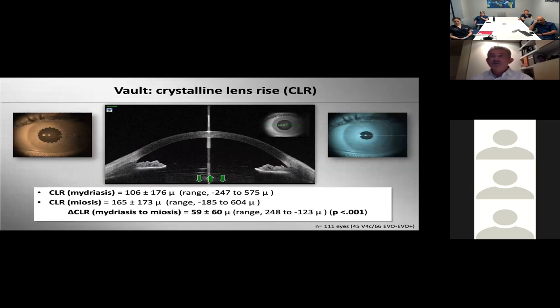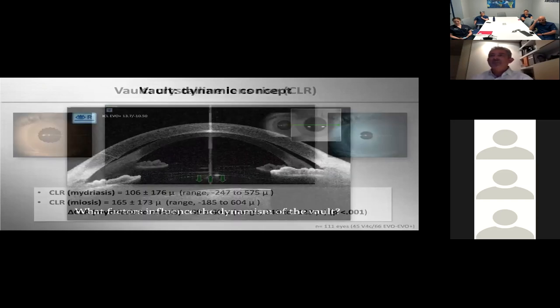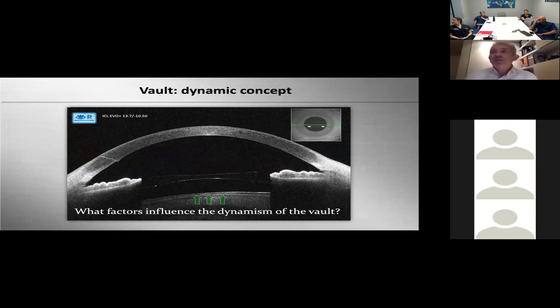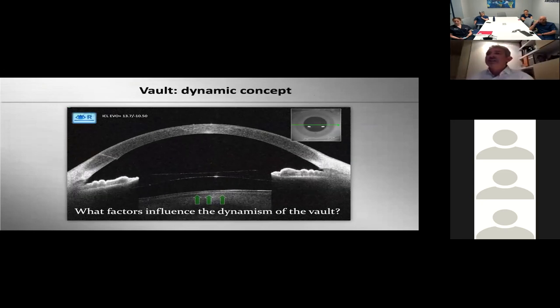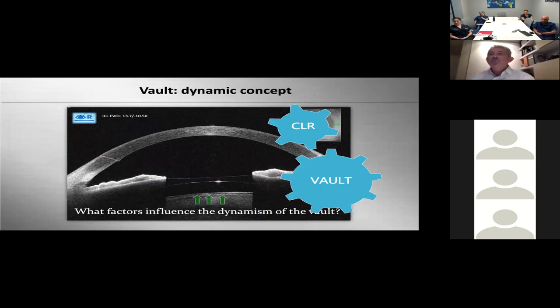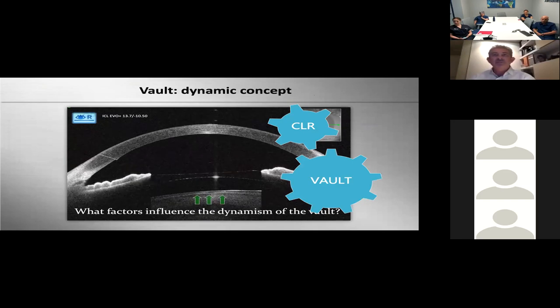Now again, please look at the range. There were eyes where the crystalline lens rise was modified by about 250 microns. If we consider the vault in the physiological dynamics definition as a corporal whole, the crystalline lens rise will represent one of the simple elements that participate in that force.